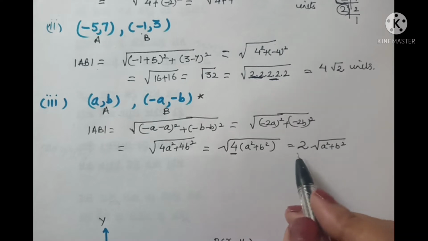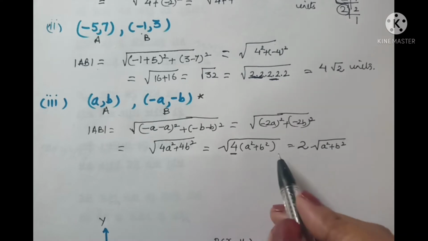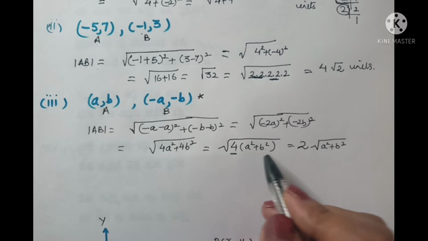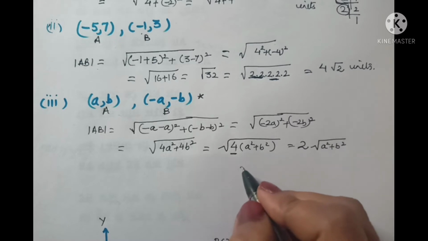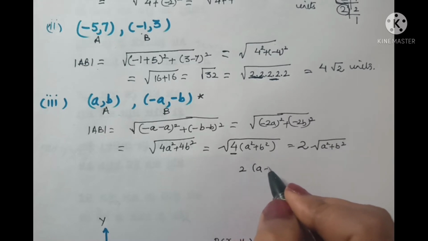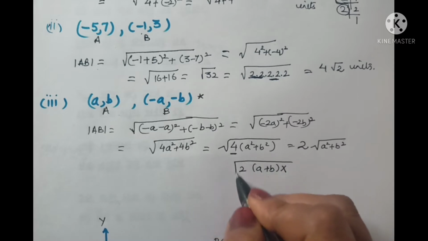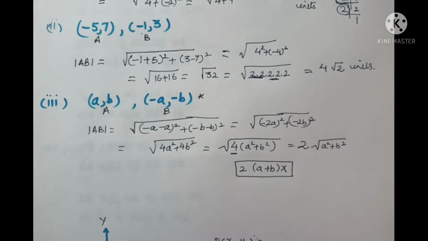See, this is a very important point. Here the students commit a mistake. They write root of a square plus b square as a plus b, which is wrong. So writing 2 into a plus b will be wrong. Mind it, please. Okay. So I hope you understand.